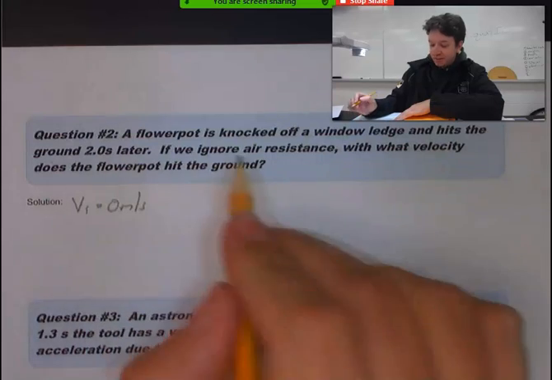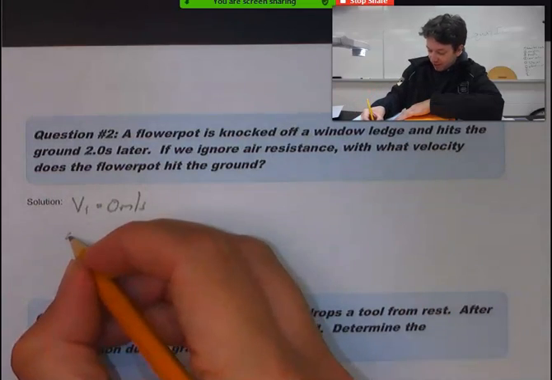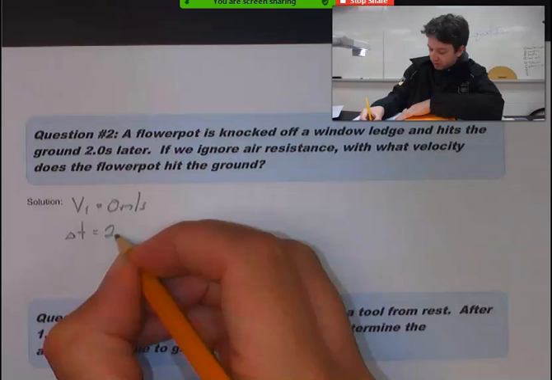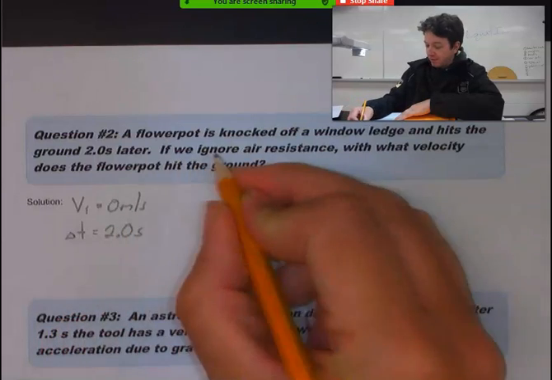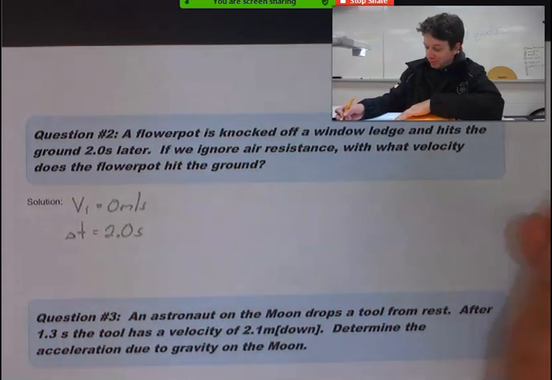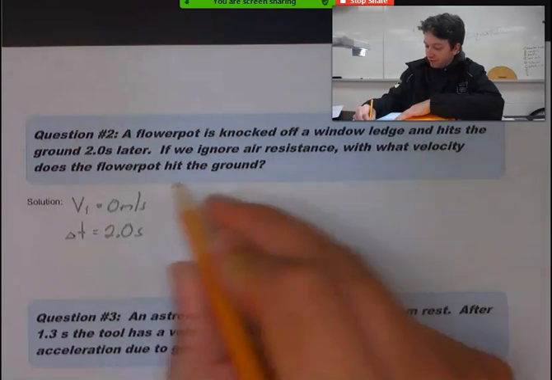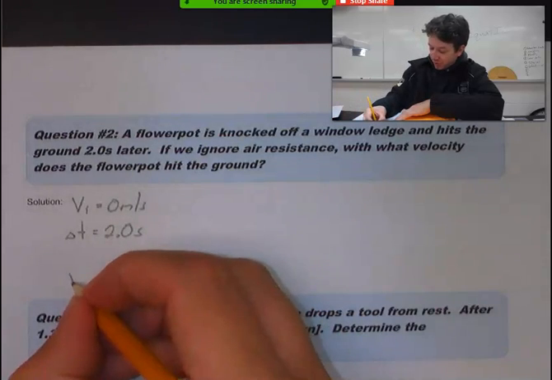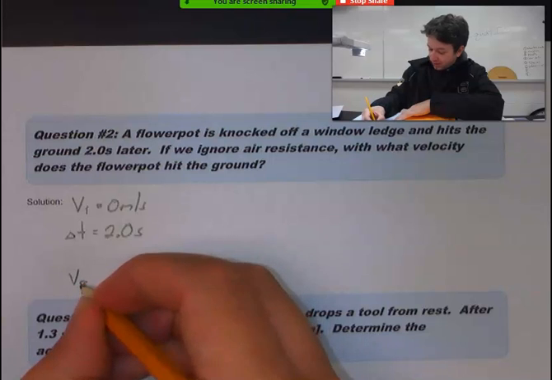And then it hits the ground 2 seconds later. So we have a time of 2 seconds. And if we ignore air resistance, which we're always going to do in this course, with what velocity does the flower pot hit the ground? So we're looking for final velocity.